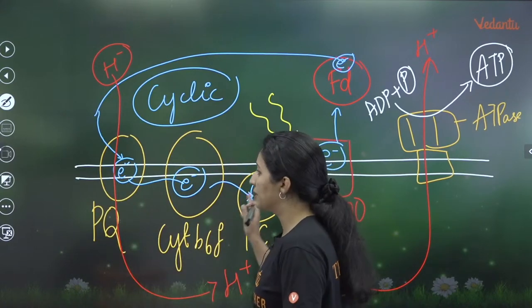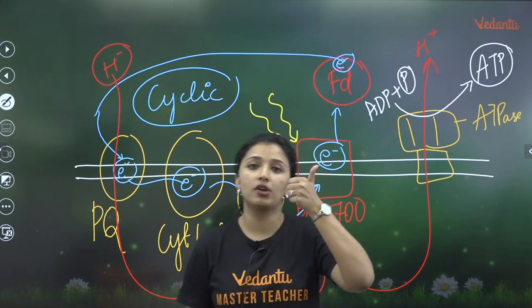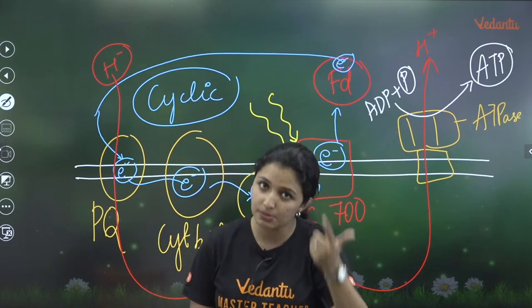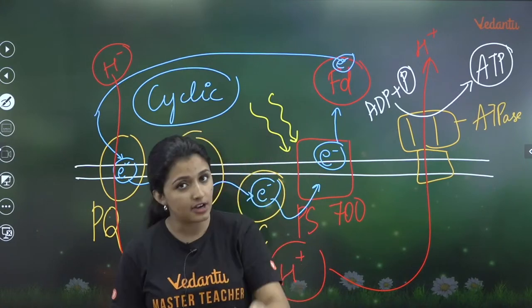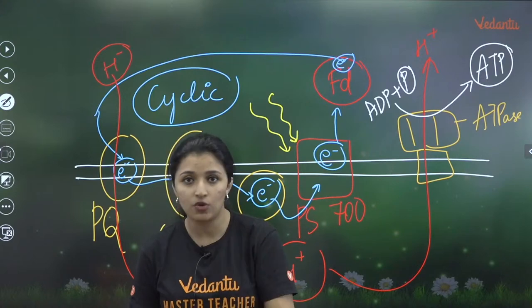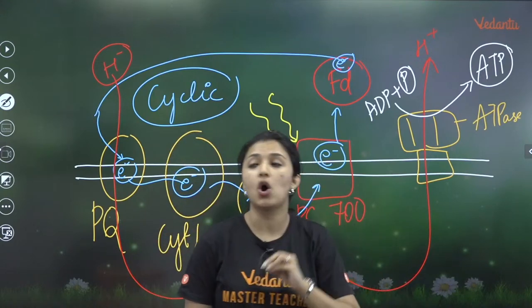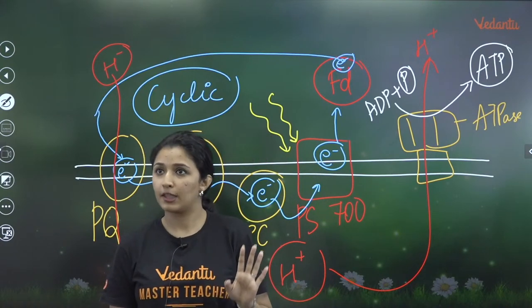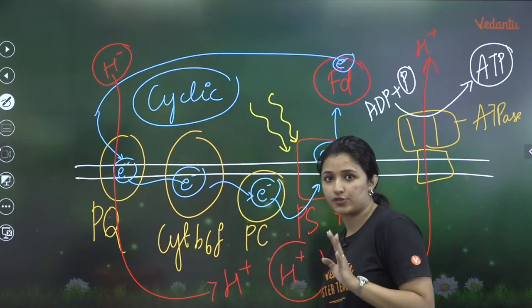Okay, it's just that there are no other factors, I mean, other players here. Okay, we don't have the oxygen evolving complex. We don't have photosystem 2. We do not have FNR here. There is no splitting of water. There is no NADPH produced. There is no oxygen released. Okay, this is our cyclic photophosphorylation.